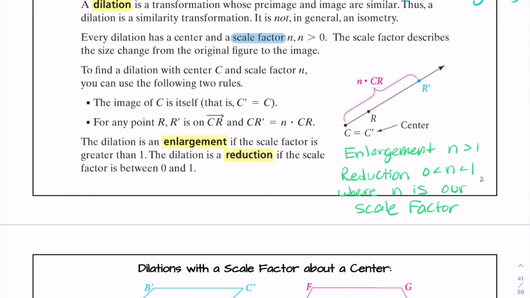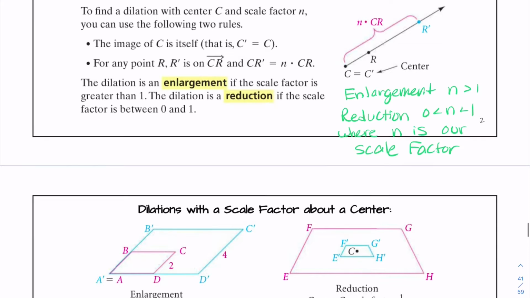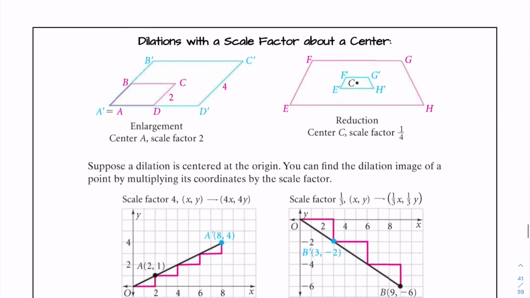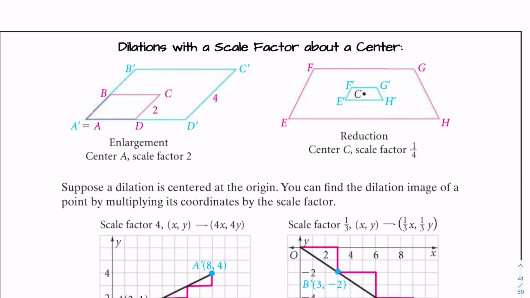So these are the two things that occur when we have a scale factor. Let's take a look at dilations with a scale factor about the center. Here's a center. Let's say that A and A prime, those are the center. Because this image right here, in blue you have the image, and in red you have the pre-image. The image has a length of 4 over this pre-image with a length of 2.